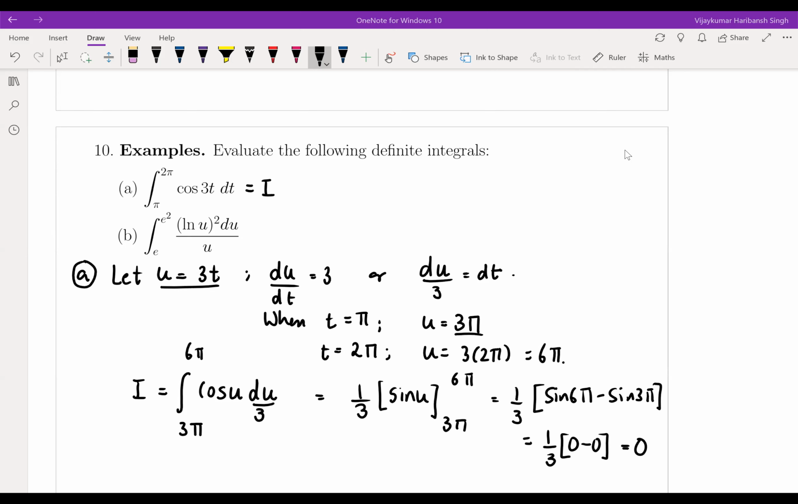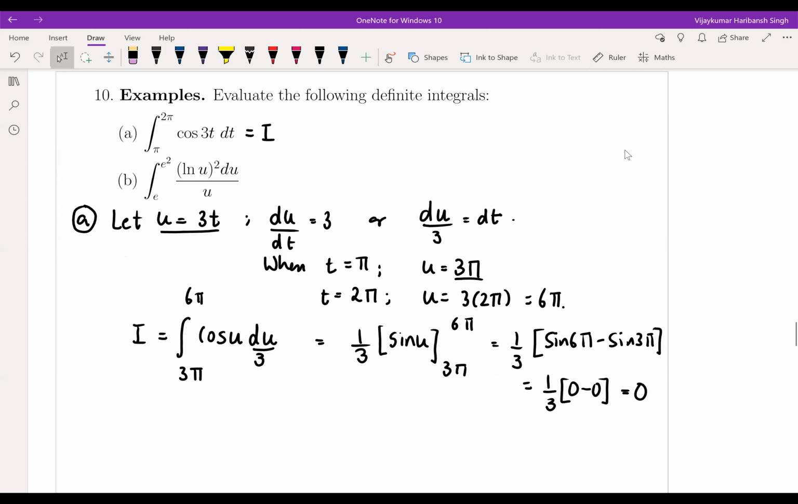Now let's look at the next problem. In the next problem, what substitution shall we make? Let x be ln u, because the derivative of ln u is 1 over u. So then we get dx by du is going to be 1 by u, or we get dx equals du by u.